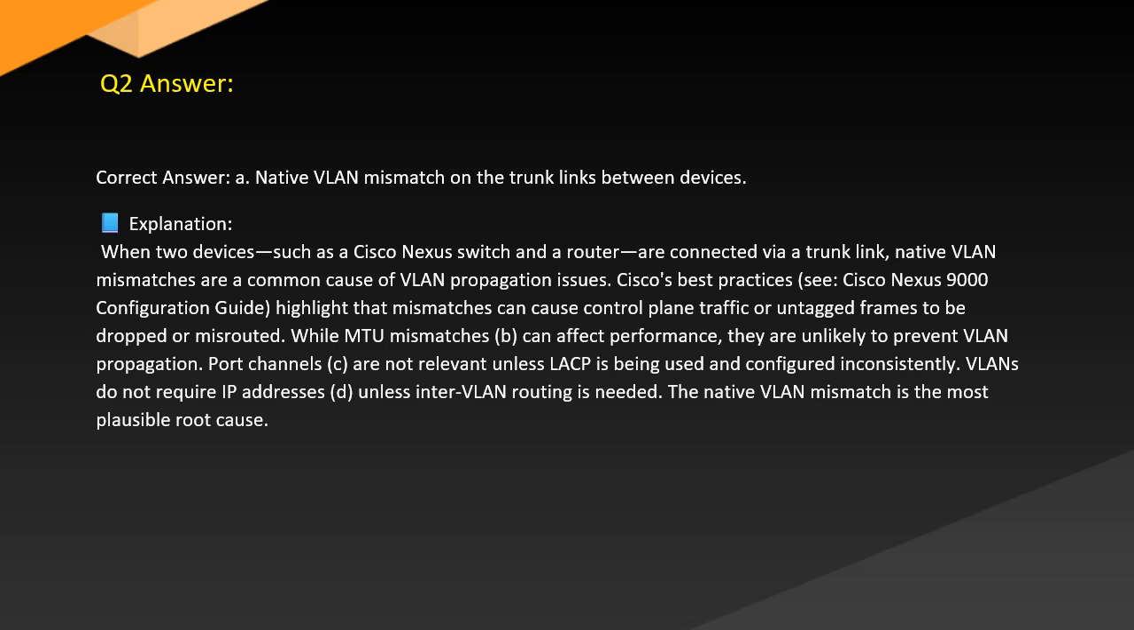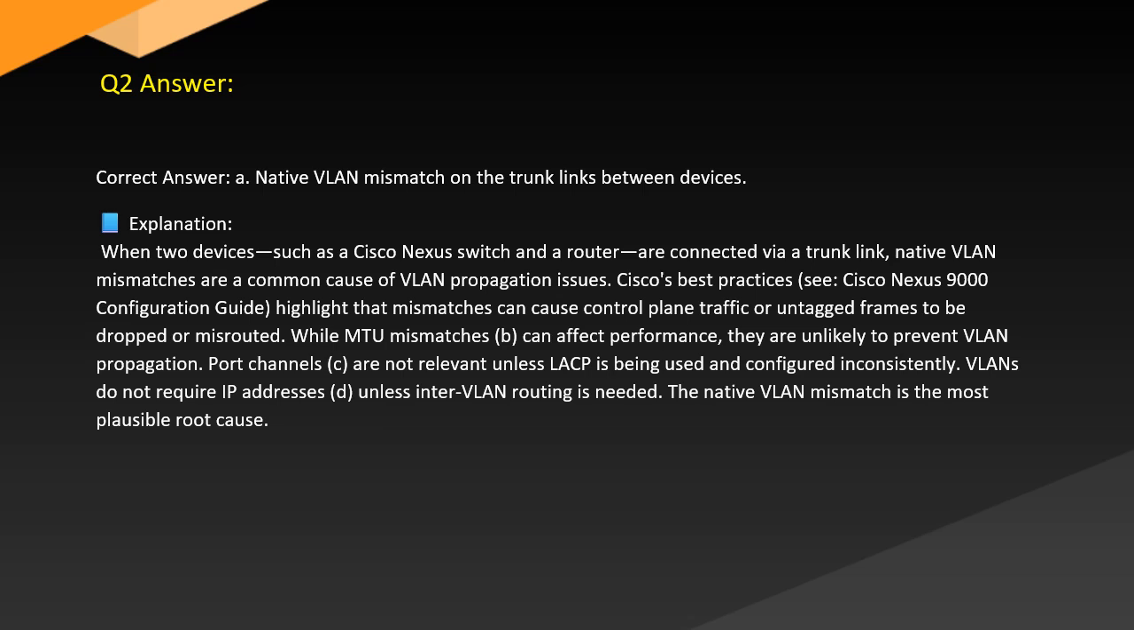Answer. Correct answer A. Native VLAN mismatch on the trunk links between devices. Blue Book explanation. When two devices, such as a Cisco Nexus switch and a router, are connected via a trunk link, native VLAN mismatch is a common cause of VLAN propagation issues. Cisco's best practices, see the Cisco Nexus 9000 configuration guide, highlight that mismatches can cause control plane traffic or untagged frames to be dropped or misrouted.